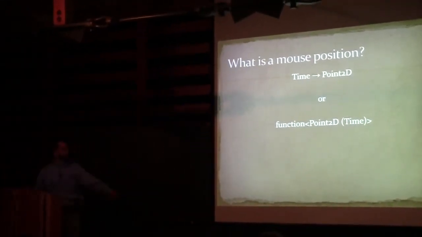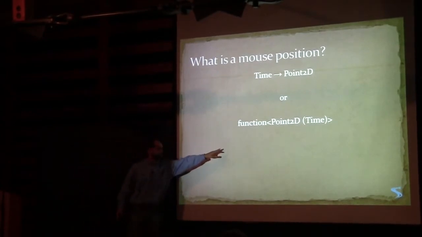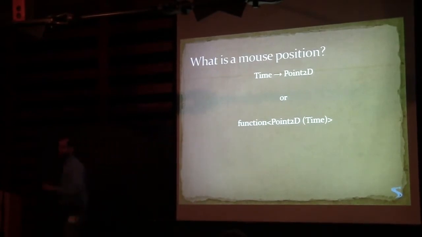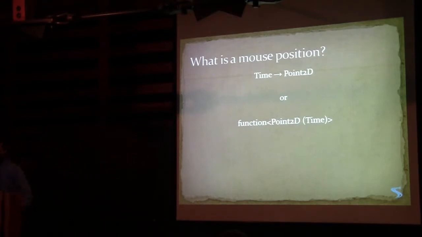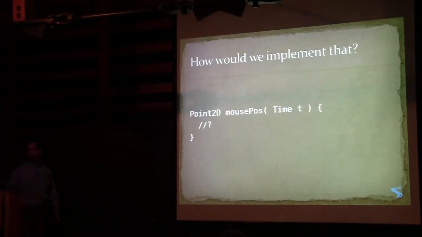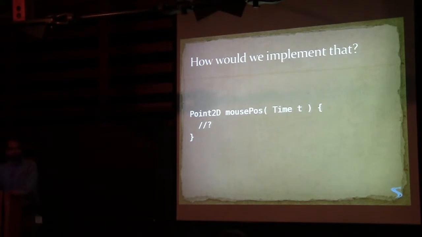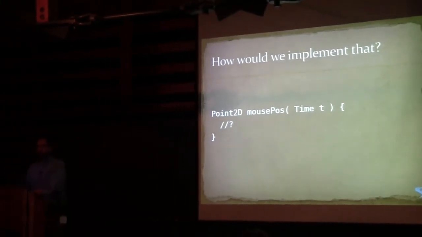This is the mathematical notation for the type. We can just think of it like this: a Boost function or a std function that takes in a time and returns a Point2D. All right, great. Now we have the proper semantics. How do we implement this function? Any ideas?